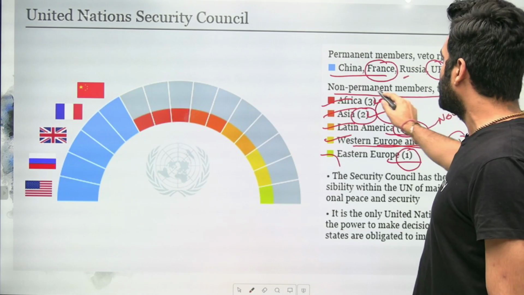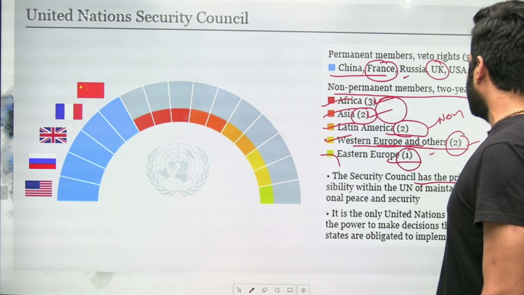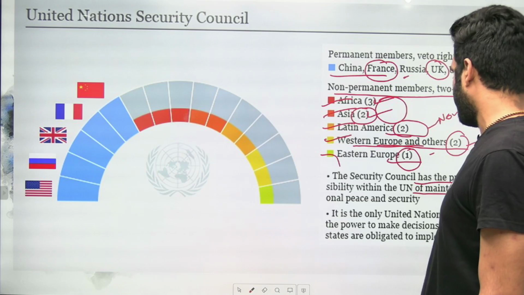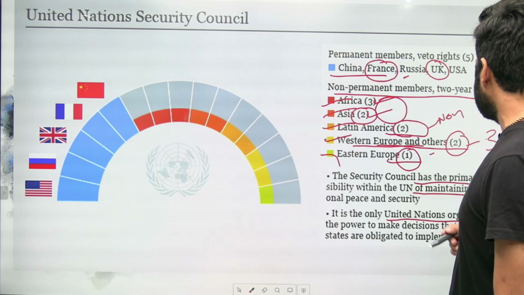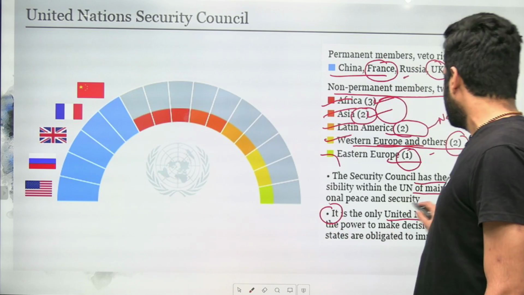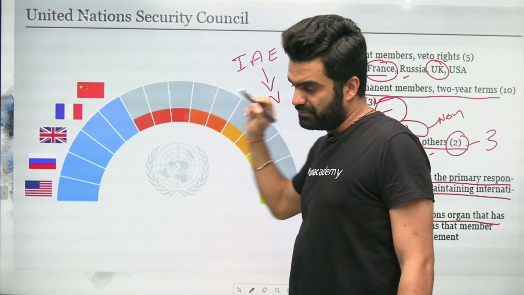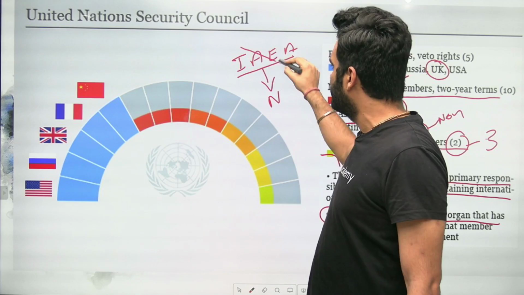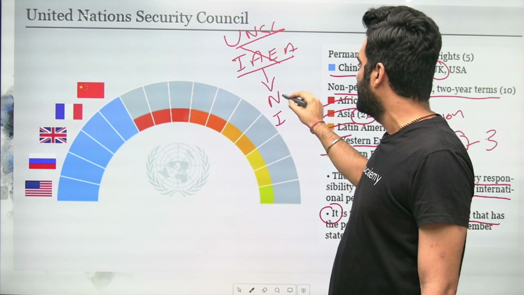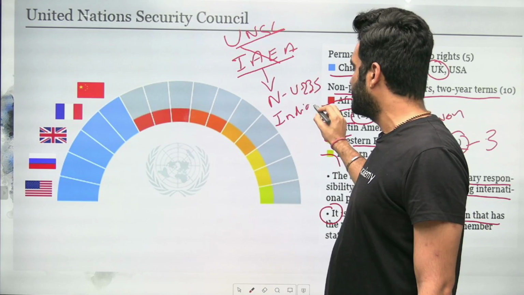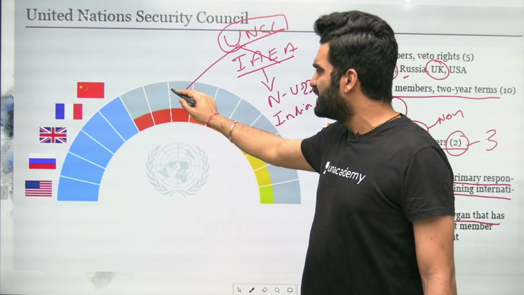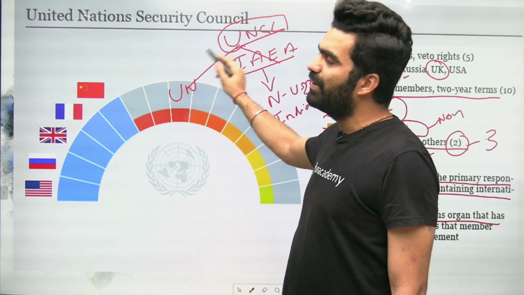Now, the Security Council has a primary responsibility within the United Nations of maintaining international peace and security. It is the only United Nations organ that has the power to make decisions that member states are obligated to implement. It is the only authority. Suppose the International Atomic Energy Agency says that India should not be given nuclear raw material, uranium-235. But if this decision is overruled by the UNSC, the 5 members say that India can be given U-235 or anything else, then India would be eligible to get that. So this is the power of the United Nations Security Council. All the bodies, UNESCO, etc., the decisions that they take could be overruled by the UNSC.